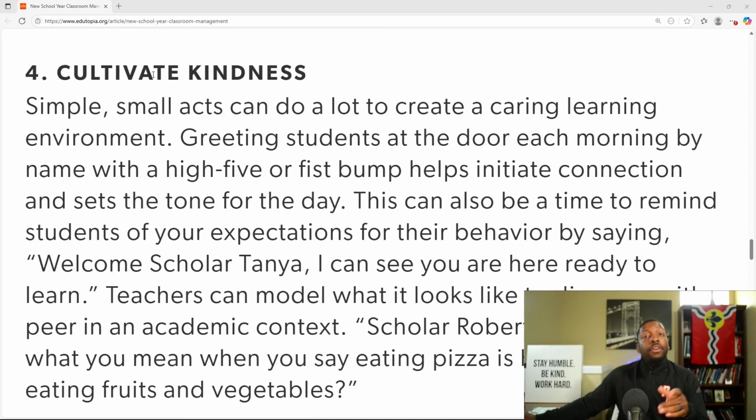All right, number 4, cultivate kindness. Simple, small acts can do a lot to create a caring learning environment. Greeting students at the door each morning by name with a high five or fist bump helps initiate connection and sets the tone for the day. This can also be a time to remind students of your expectations.